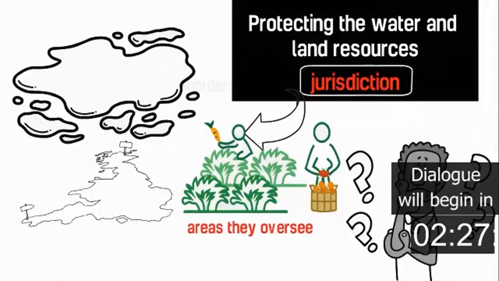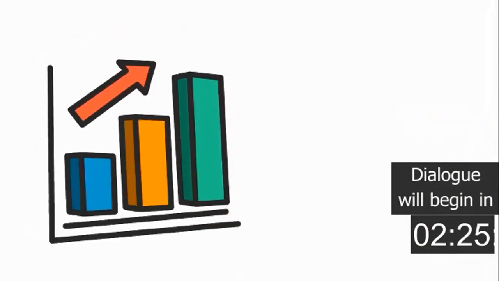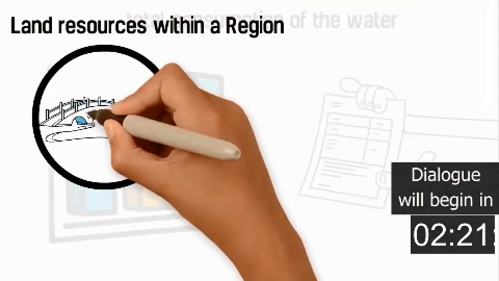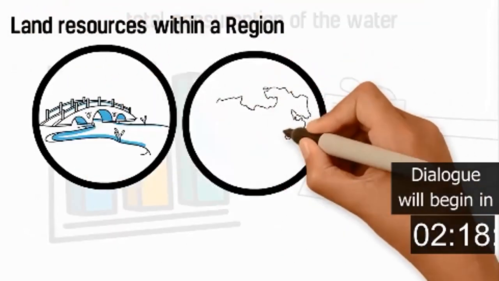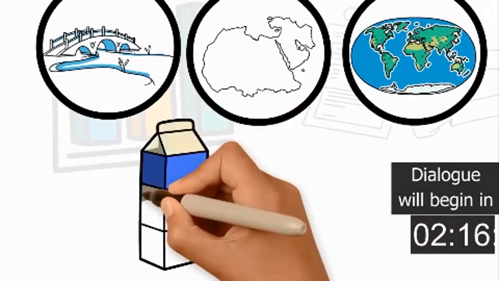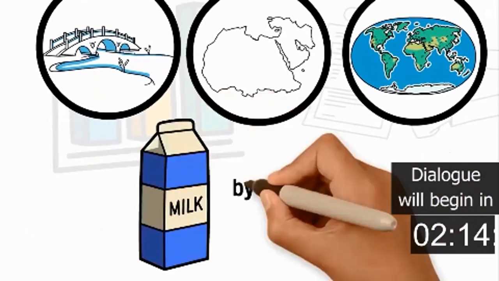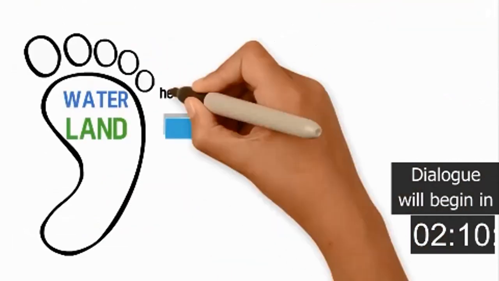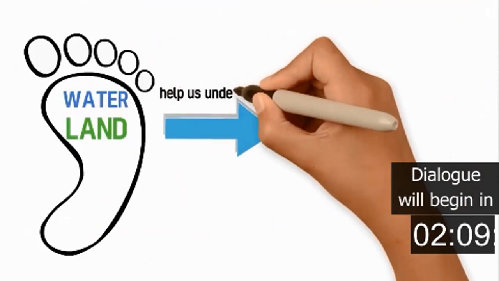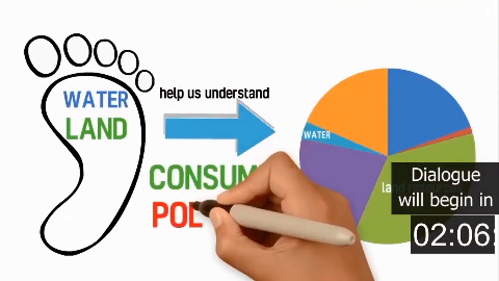At a broader scale, it is possible to estimate the total consumption of the water and land resources within a region, e.g., a river basin, a country, or globally, that is focused on milk production by use of these two indicators. The water or land footprint amounts would then be able to help us understand where exactly our limited freshwater or land resources are being consumed and polluted.